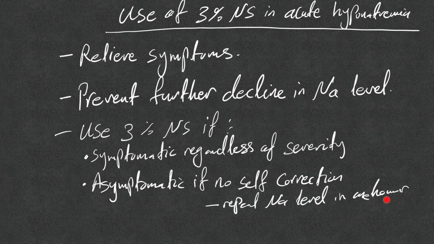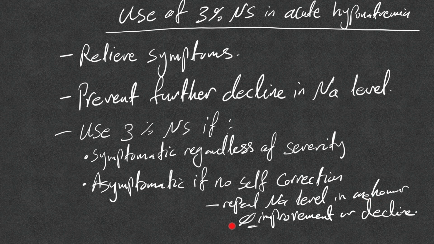So make sure to get a sodium level in 1 or 2 hours at the most. I recommend 1 hour. And if there is no improvement or there is worsening, decline in sodium level, then that means there is no self-correction. Otherwise, if there is improvement in the sodium level, then there is self-correction. So it's very important. Repeat sodium level in 1 hour. If there is no improvement or there is decline, then there is no self-correction. Go ahead and give 3% normal saline. If you repeat in 1 hour and there is improvement in sodium, continue monitoring without giving 3% normal saline.